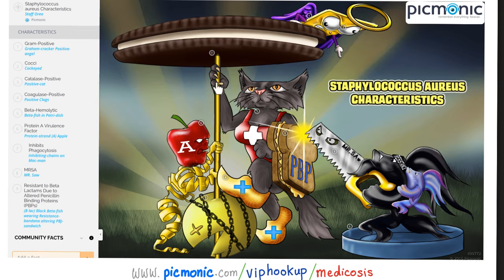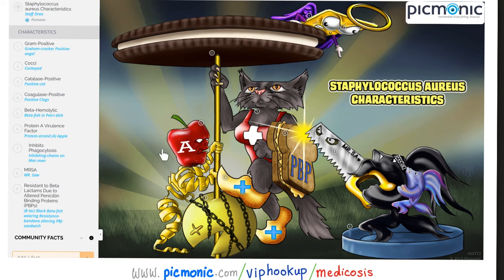Staph aureus. Here's a staph, here is Oreo. Oh, Staph aureus. Yep. We are gram positive. Here's an angel. We are cocci, circular, spherical eyes. I am catalase positive, the positive cat. I am coagulase positive, the positive clog. Beta hemolytic, here's a beta fish.